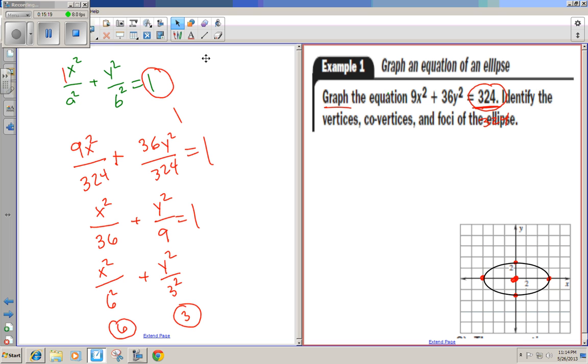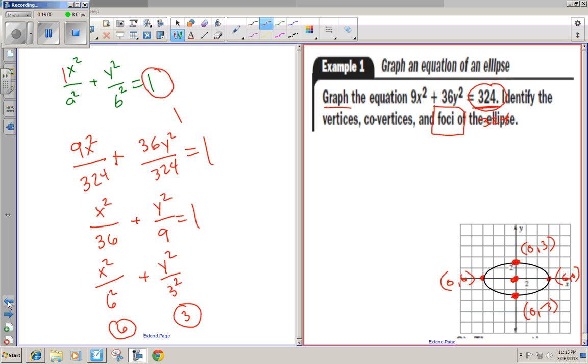It says to label, identify the vertices and covertices and the foci of the ellipse. All right, this is where we're doing the foci, which is going to be the tough part here. We've identified this is a covertex, this is a covertex. You should be able to know that this is 0, 3 just by looking at the graph. 0, negative 3. Should be able to know that this is 6, 0, and this is 0, 6. The problem now is coming up with the foci.